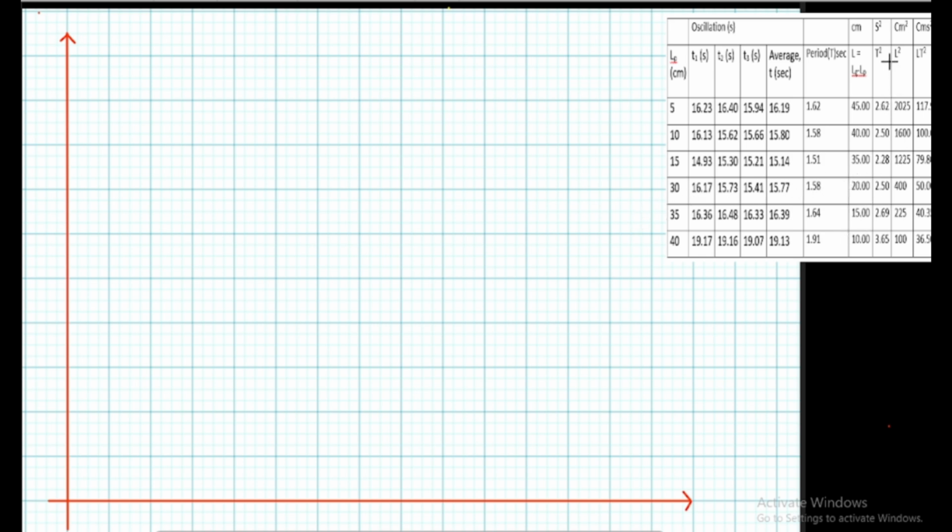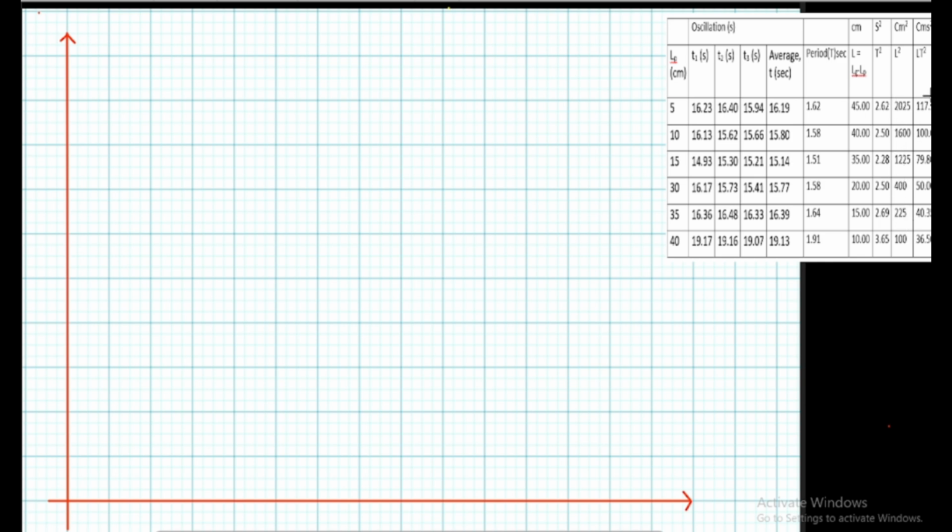Now, the next one is t squared. You come to your period, you square it, you write it down. You come to the next period, you square it, you write it down here. Come to this period, you square it, you write it down there. So that is the column for t squared. Now L squared, you come here, you square the values you have there. That will give you L squared.